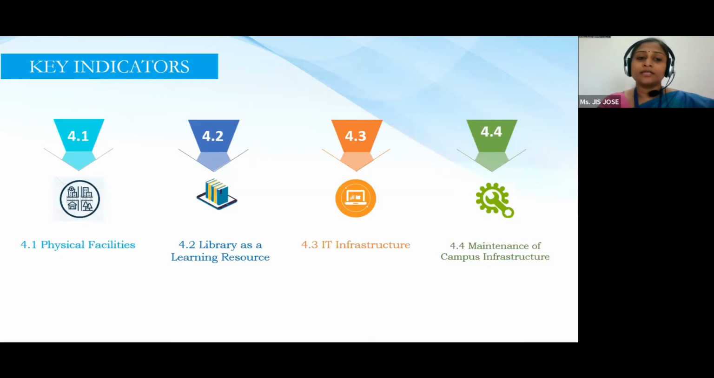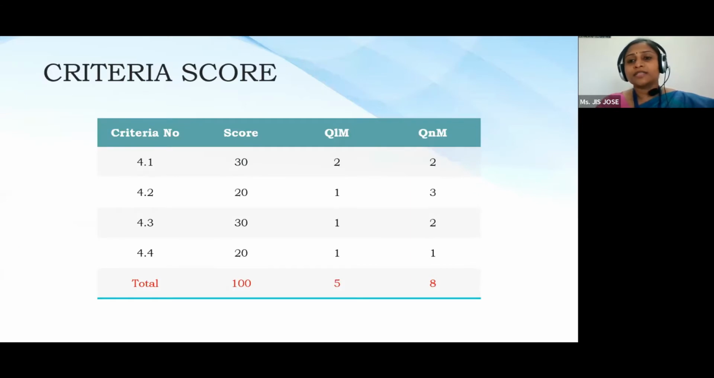The main key indicators in criteria 4 are, first, physical facilities; second, the library as a learning resource; third, IT infrastructure; and fourth, the maintenance of campus infrastructure. The total score of this criteria is 100. Metric 4.1 carries 30 weightage, 4.2 carries 20 weightage, 4.3 carries 30 weightage, and 4.4 carries 20 weightage.